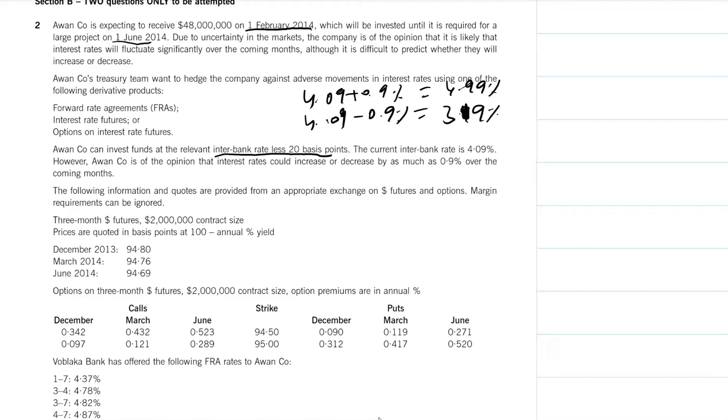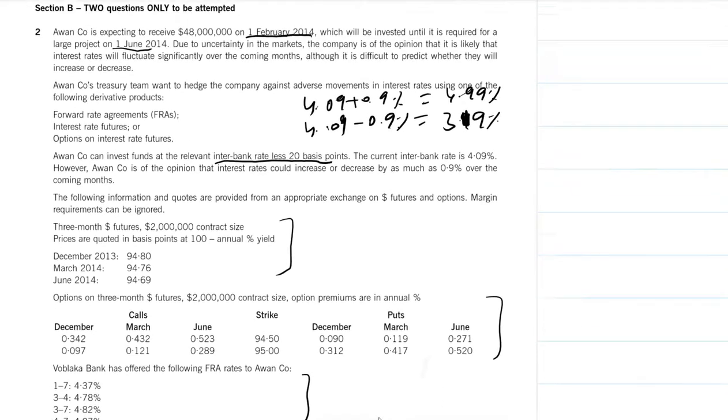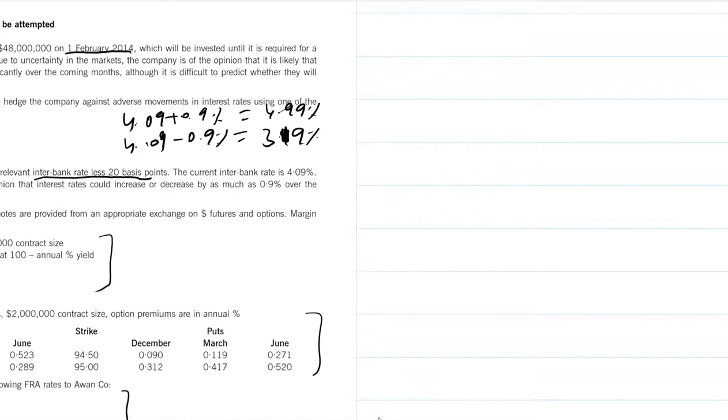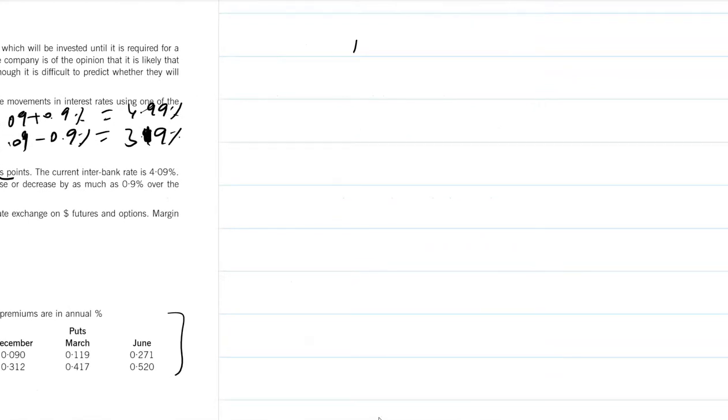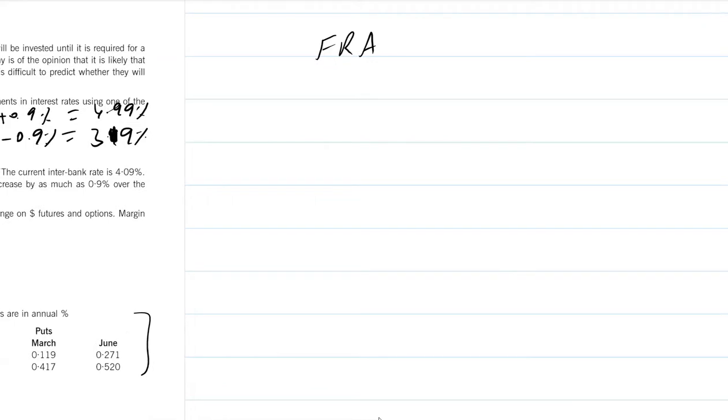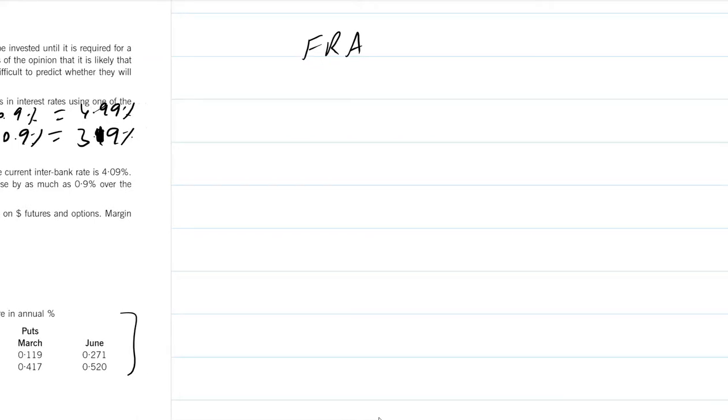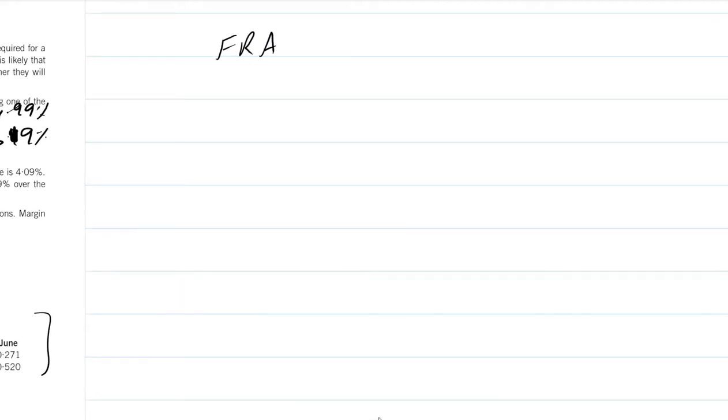Okay, the following information quotes are provided from an appropriate exchange on dollar future and option. This is the information relating to the future, this information relates to the option, and this information relates to the FRA. So let's solve this question starting with the FRA. There are two ways to solve this part of FRA. First one is the lengthy way and second one is the smart and short way. So let's solve with the lengthy way.